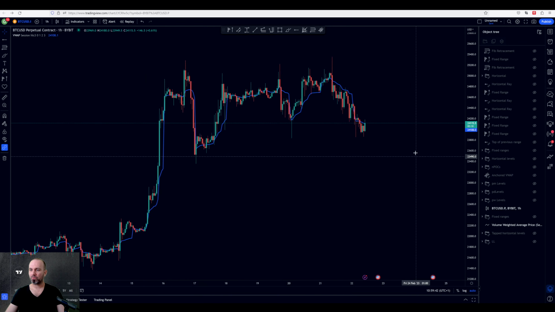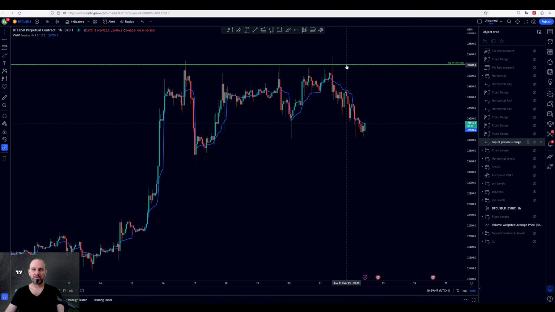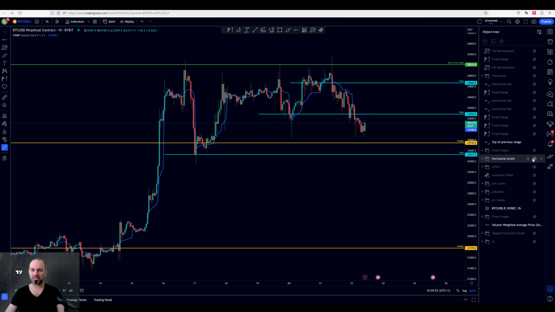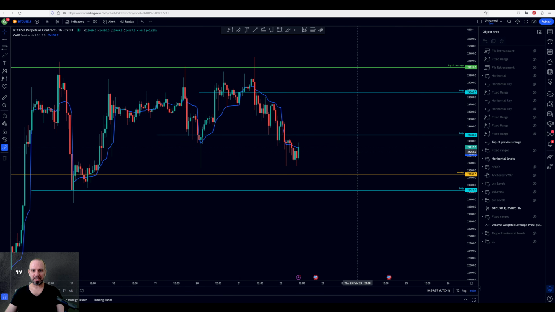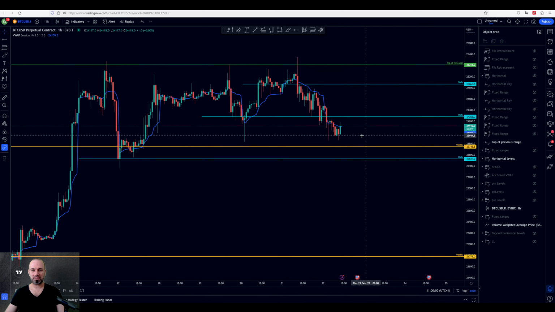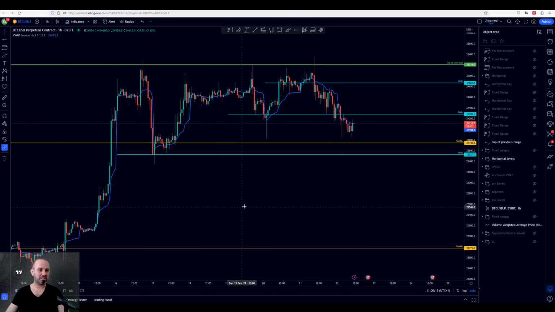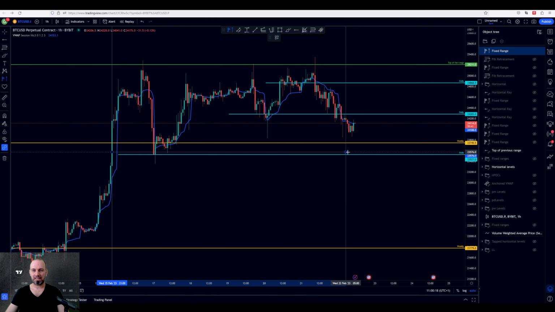And here we do have a couple of things going on. First of all, like I said, the top of the range, this is our SNR flip level. Then we do have our horizontal levels, right? And that looks like something like this. And for example, please allow me to enable the fixed range, not this one. Doesn't matter, I can pull it again. So the current range that we do have looks something like this.